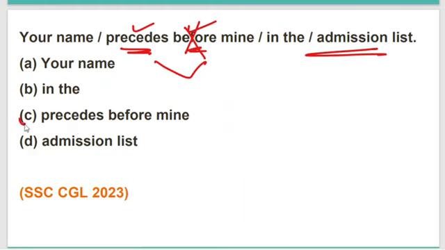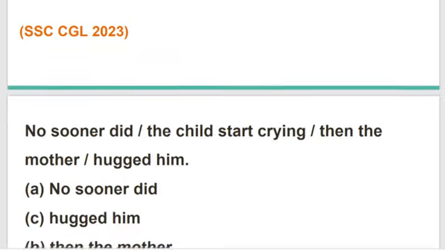Both options are written in part C. Either we can omit precedes or we can omit before. Both the options are absolutely correct and we can choose either one. So the correct sentence is, your name precedes mine in the admission list. I hope the question is clear to all of you. Moving to the next question.